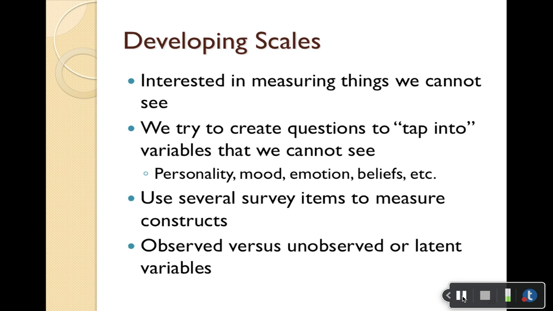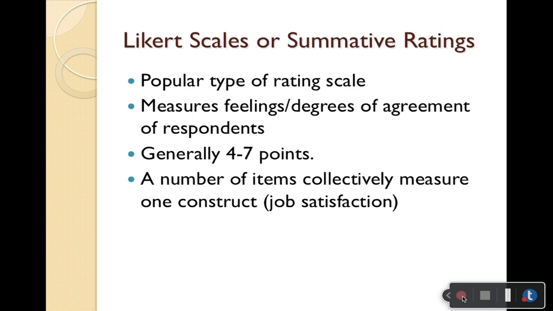So instead, we try to create questions that tap into these invisible variables. So things like personality, mood, emotion, our beliefs, etc. And it's dangerous to try to measure something with just a single question or a single survey item because there's a possibility for error. The person might misread it, they might check the wrong box because they aren't paying attention. There's a lot of room for error if you only have one shot to measure something. So instead, we use several survey items to try to measure these psychological constructs. And we call these observed versus unobserved or latent variables.